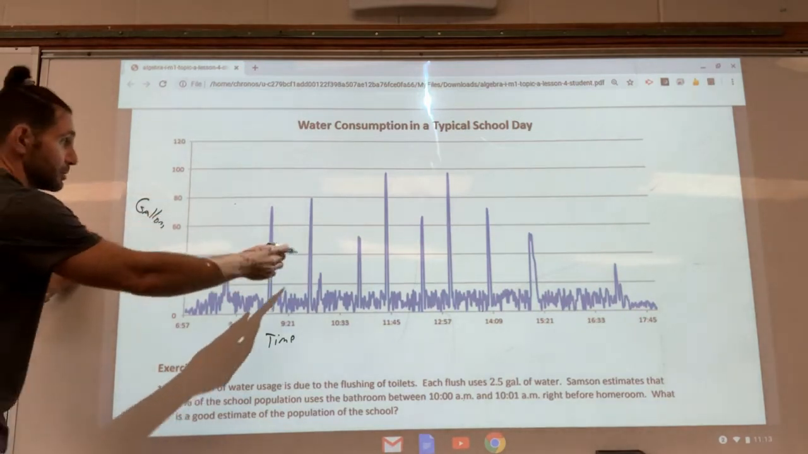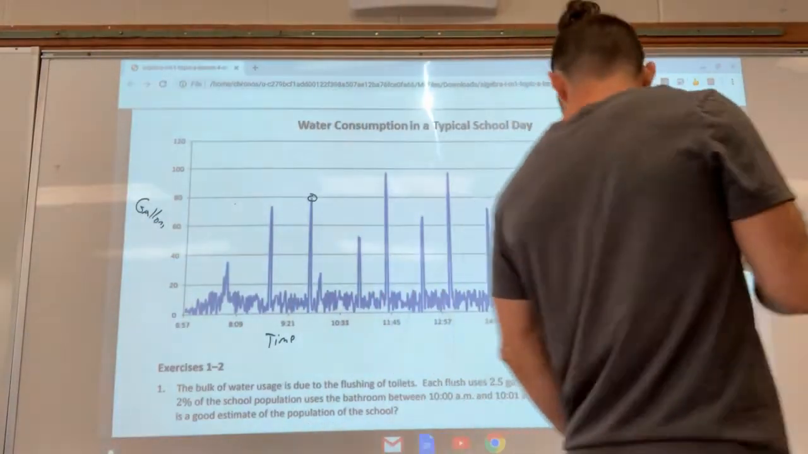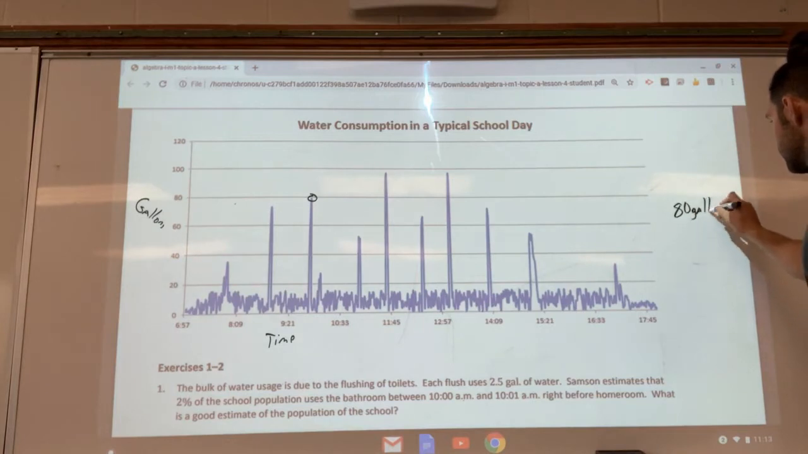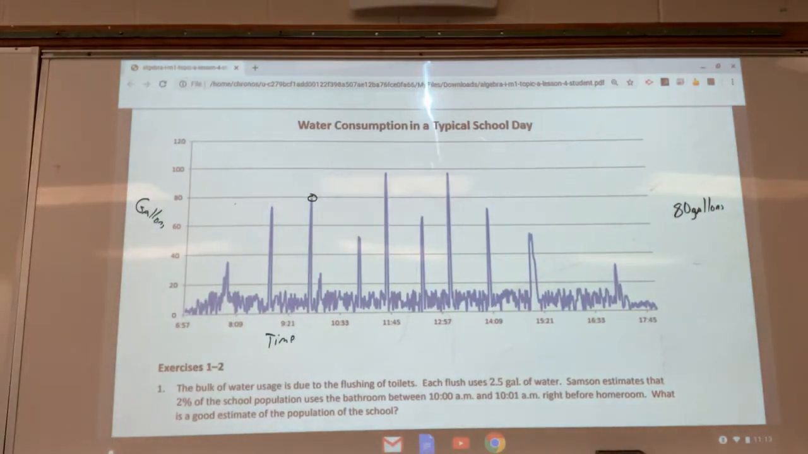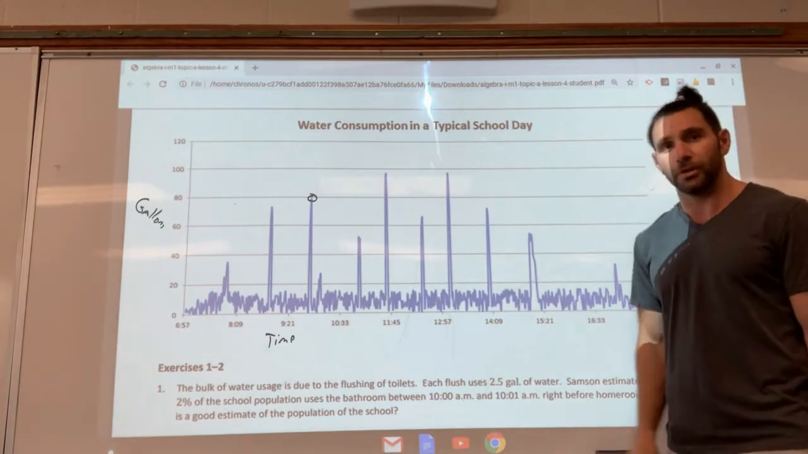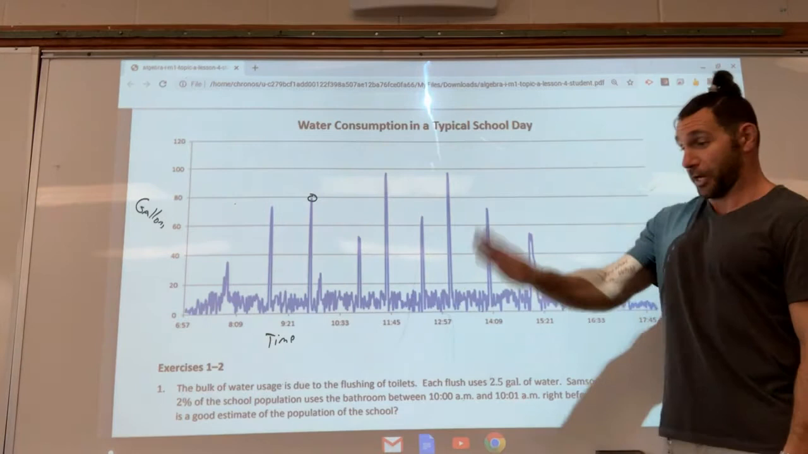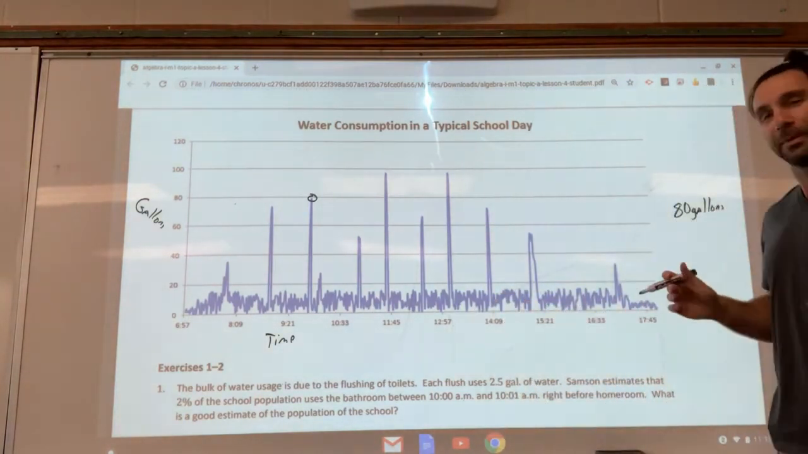So here we are at this, and it's hitting 80. So there are 80 gallons going down. Okay? So what we want to know is how many times was that flushed? Because most people don't go in the bathroom, and I'm saying most people, hopefully not, and go flush, flush, flush. You go to the bathroom, you flush it. I mean, most normal people do that.